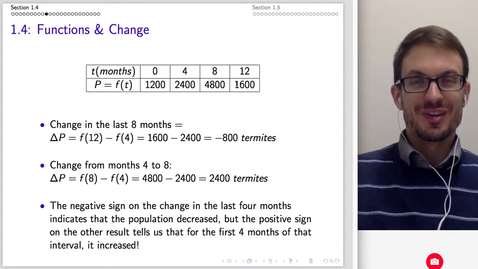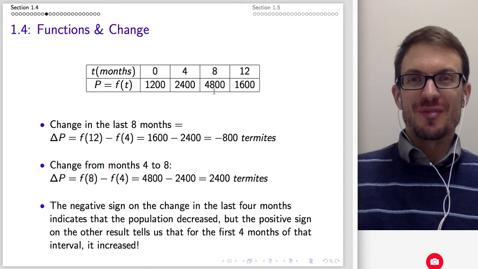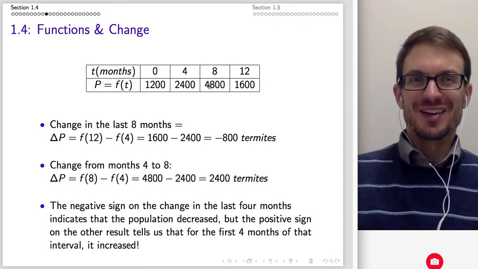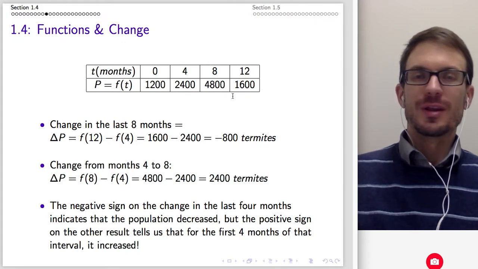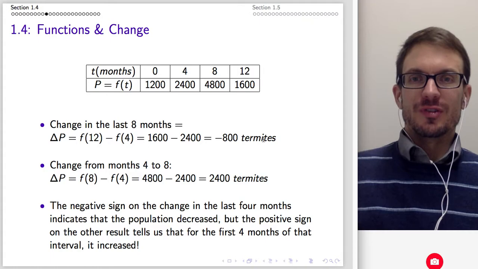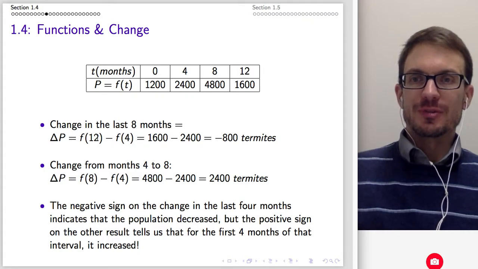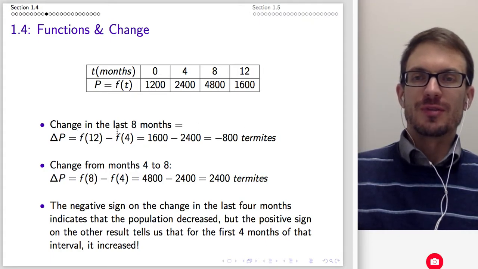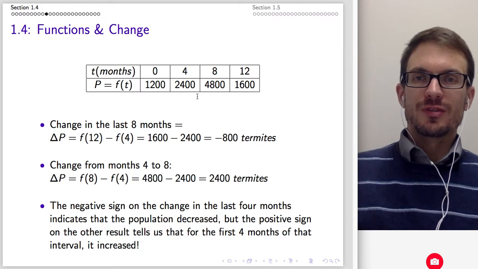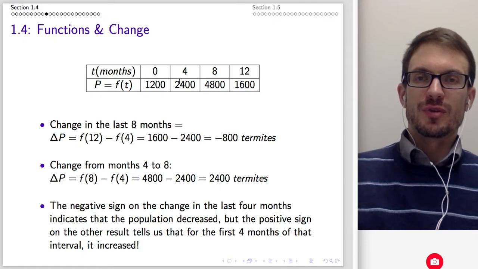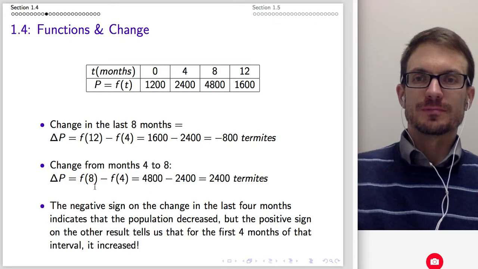Now, of course, that's omitting some interesting information, which is that before we lost those 800, we also went up quite a bit to our maximal population over this interval. But that's not what this is interested in. This is just interested in the absolute change from this point in time to this point in time, right? All right, and the change from month 4 to month 8 was a gain of 2,400 termites, right? 2,400 plus 2,400 is 4,800.